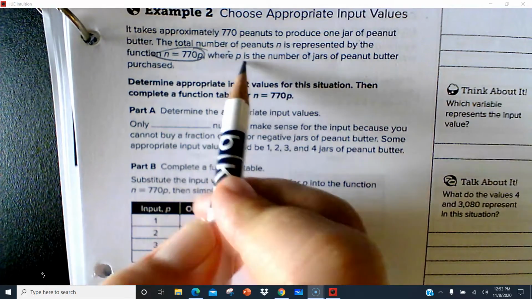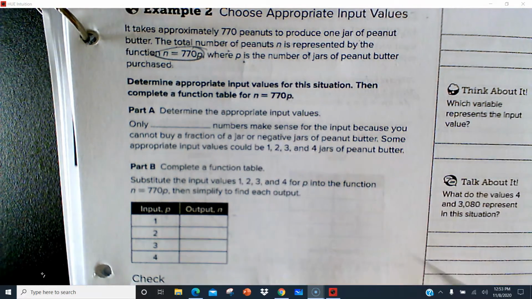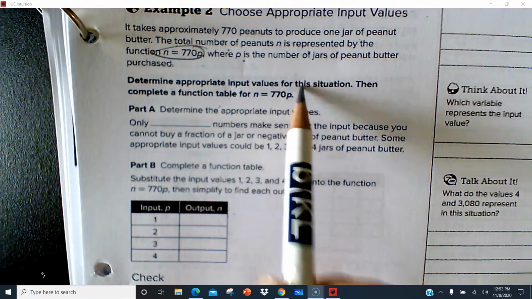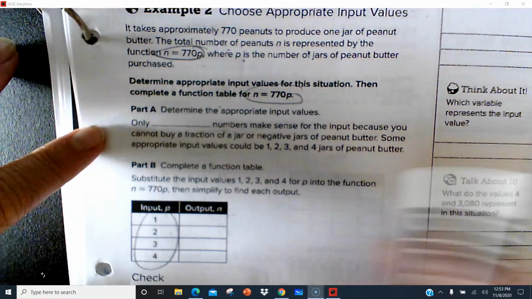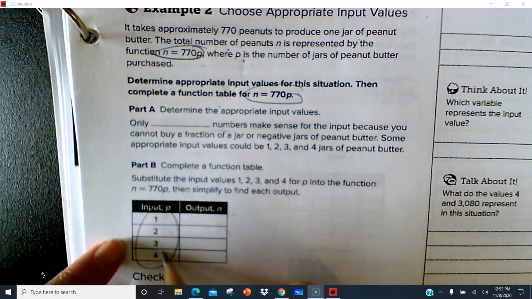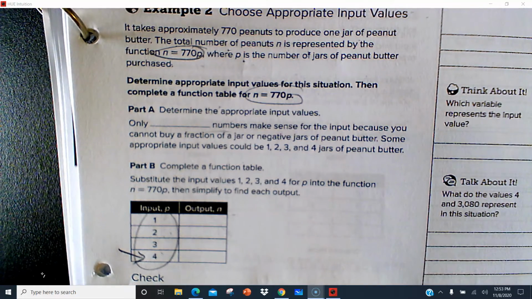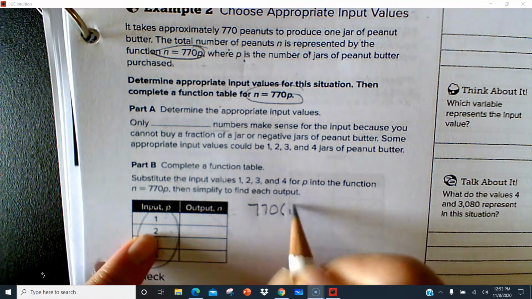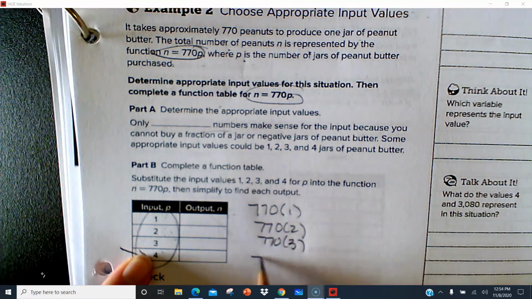Here's your function. Now, they want you to complete the table. So essentially, what's the question? I want you to complete the function table. So I just want you to put the values in there. That's all I want you to do. So they want to put those numbers in. 1, 2, 3, 4. And really, let's face it, if you're going to have 4 jars of peanut butter, you're not really running a company. You want 4,000 or 4 million jars of peanut butter, right? So you put those numbers in. So I have 770 times 1, 770 times 2, 770 times 3, and 770 times 4.